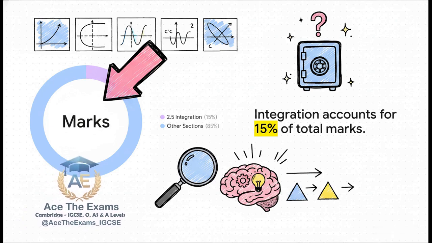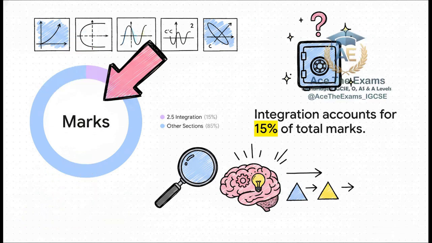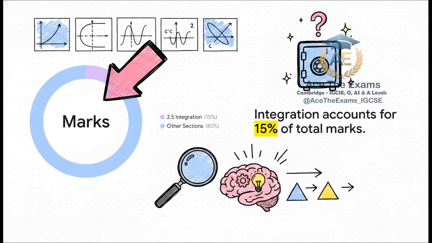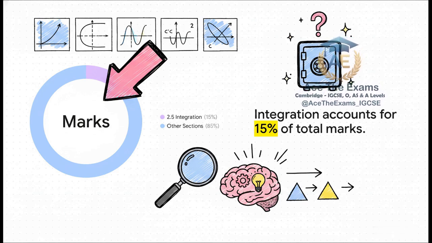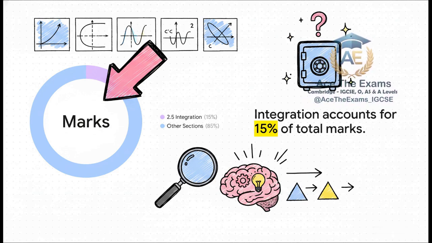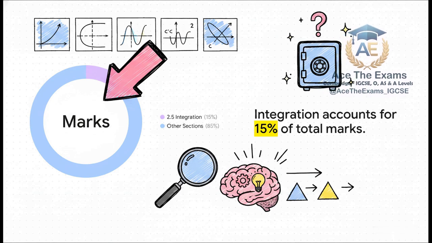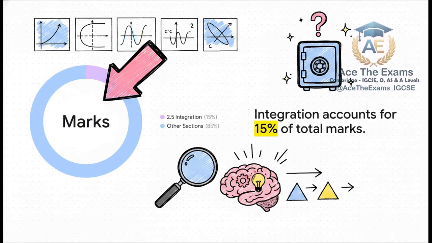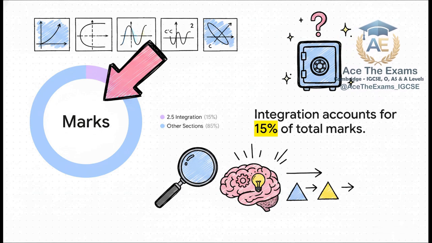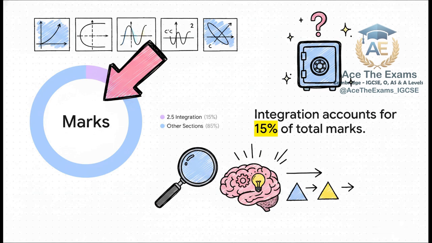We're talking specifically about integrating e to the power of ax plus b, 1 over ax plus b, the sine of ax plus b, the cosine of ax plus b, and the secant squared of ax plus b. A lack of precision here doesn't just cost you a point or two, it literally alters your final grade band. It's the difference between an A and a B, or an A and an A star. You absolutely cannot afford to be superficial with these 5 specific functional forms.